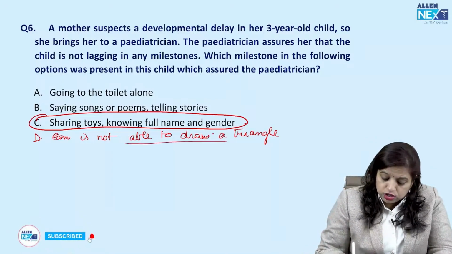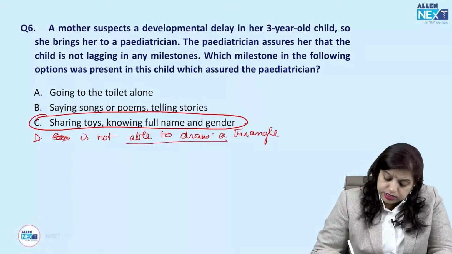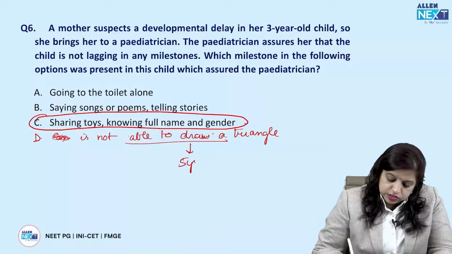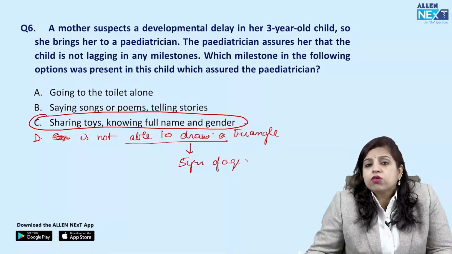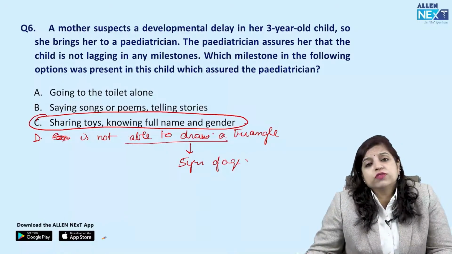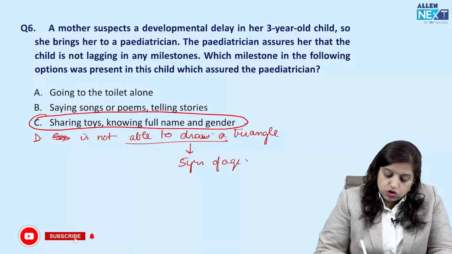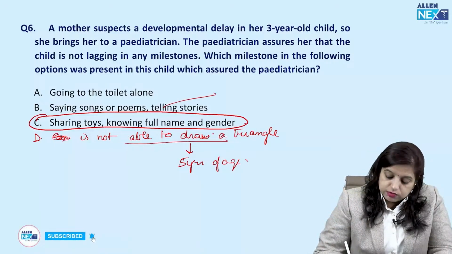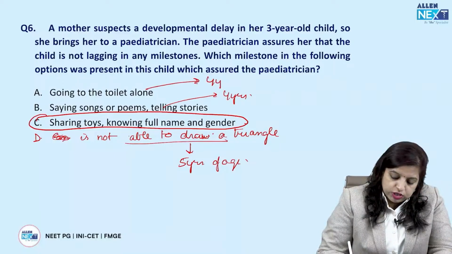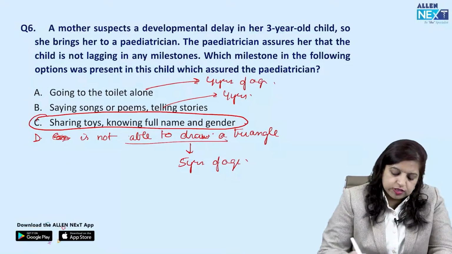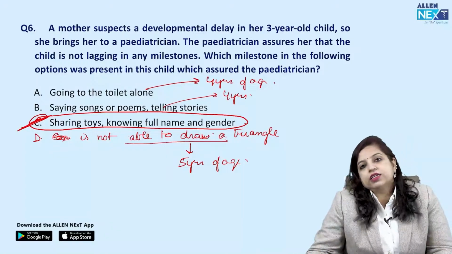Even if he cannot draw a triangle, the triangle drawing comes at what years? Yes, it comes at 5 years of age. So therefore, we are not concerned if the 3-year-old child cannot draw a triangle, because anyways that he will achieve at 5 years of age. Saying songs or poems, telling stories, this all comes at 4 years of age. Going to the toilet alone again comes at 4 years of age. So what is age appropriate in this child is the option C, and that is going to be the correct answer over here, right?